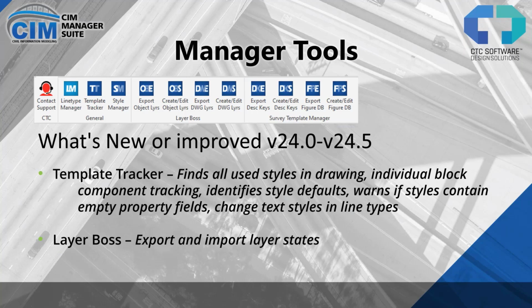And if you do have a style out there now that, for whatever reason, had some empty property fields, we will now identify those and let you know where they are. You won't be able to fix those in Template Tracker, but you'll know where to find those and to fix those. And now we can also change text styles in complex line types that have text within them. So if you wanted to change what that looked like, you can do that now right in Template Tracker. You do not need to use our line type manager to do that.